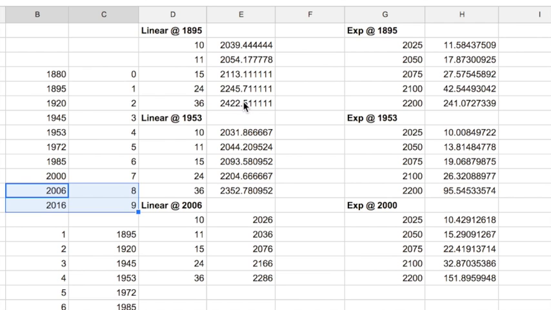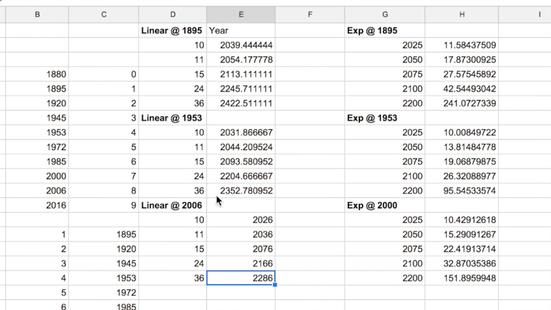And you can see, let's just go to the 36 inches of sea level rise. With linear at 1895, we would hit that 2422. That would be the year. This is the year here, I should say. And over here, we have the year. Excuse me, 36 inches at 2422. And then if I look at the data from 53 onwards, it's 2352. That's the year. And then looking at 2006, it would be 2286 would be the year.